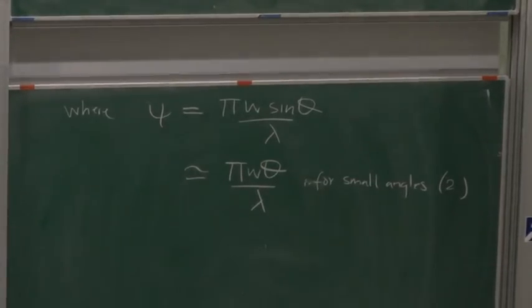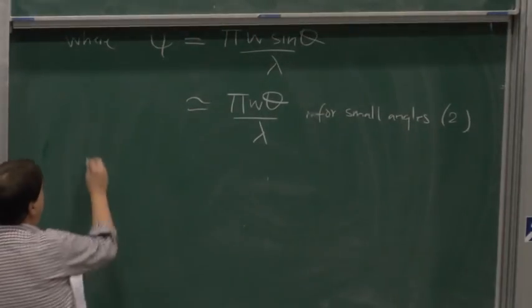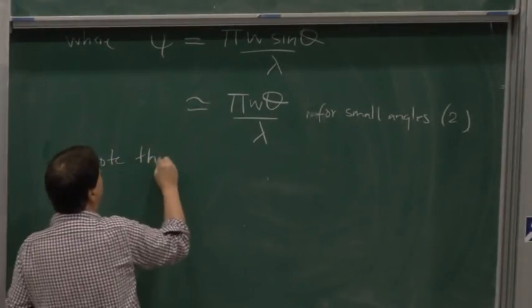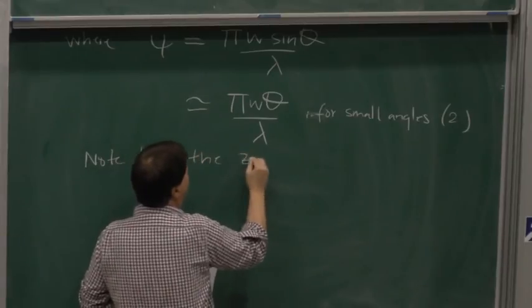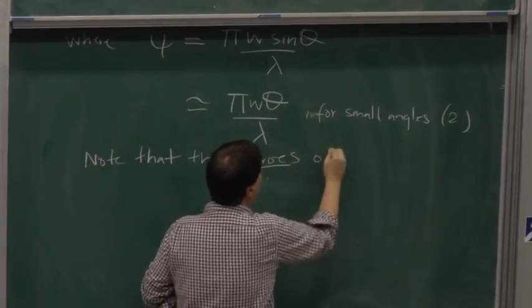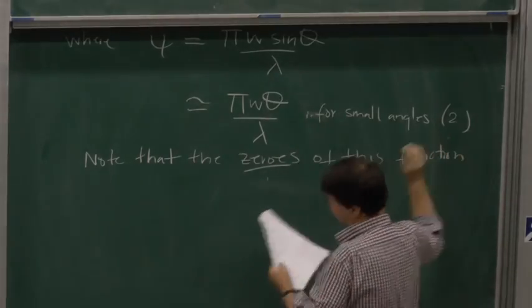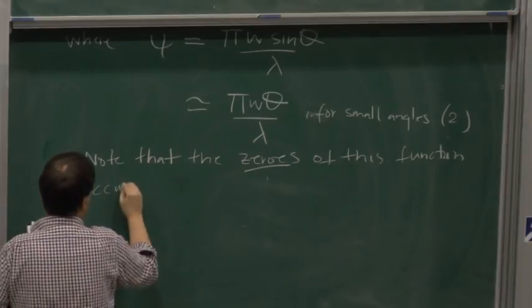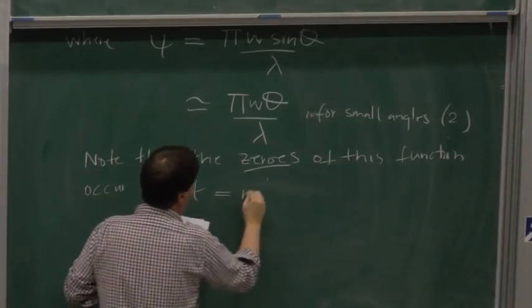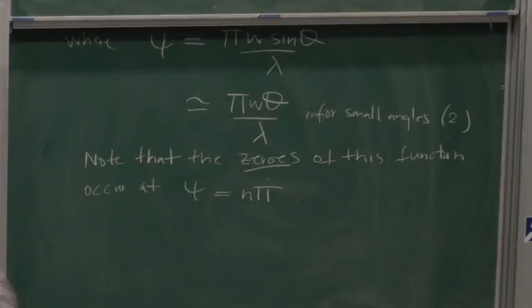So we've got, move this up a bit. So note that it's the zeros of this function that occur at psi is equal to n pi. The sinc function, which we get from the single slit diffraction as a function of phase angle, has got its zeros at pi, 2 pi, 3 pi, 4 pi, etc.